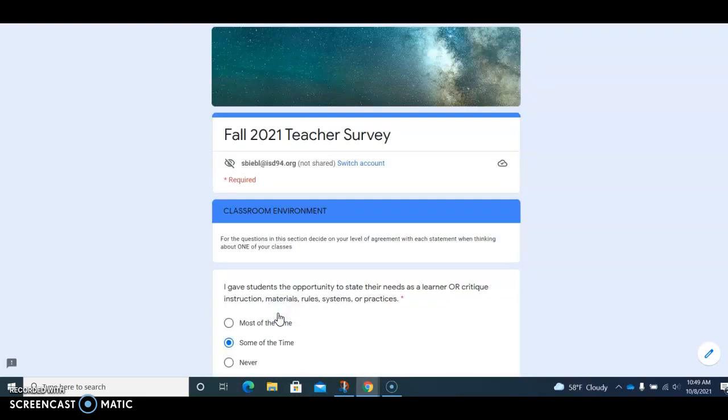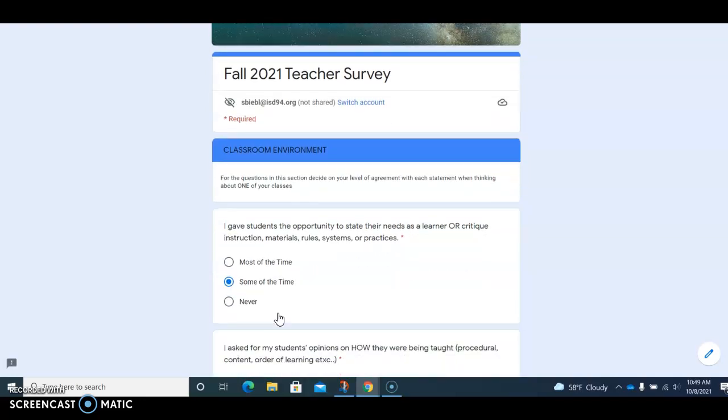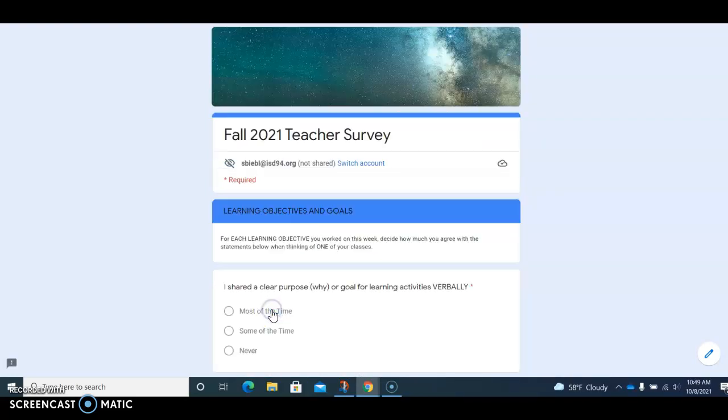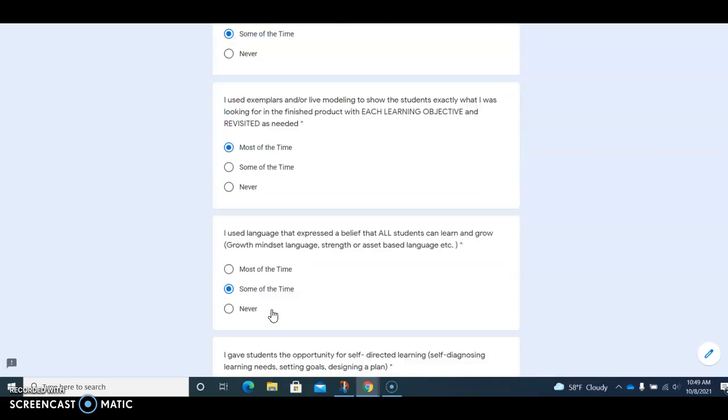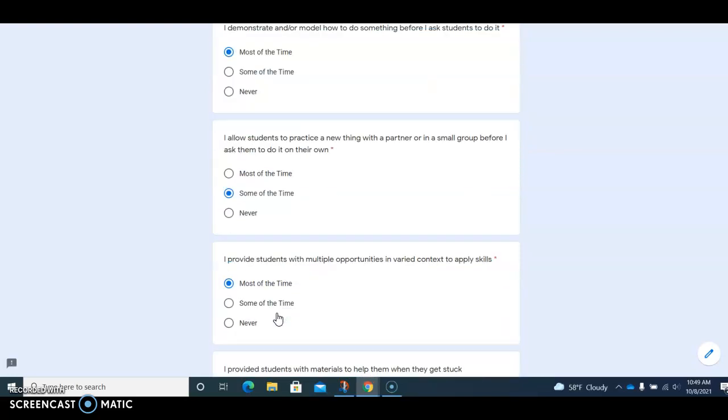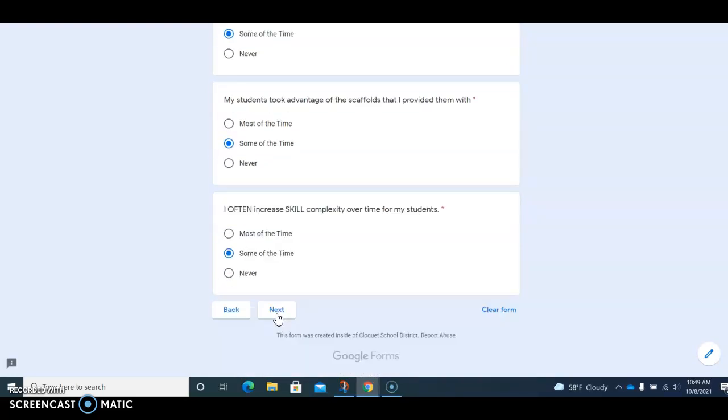Next section, it changes a little bit. So we're looking at classroom environment. Again, we're thinking about that one class, and you're just telling us about how often these things are happening: most of the time, some of the time, or never. The next few sections are just like this. So learning objectives and goals, again, most of the time, some of the time, or never, is how you're going to answer those. Same with scaffolding.